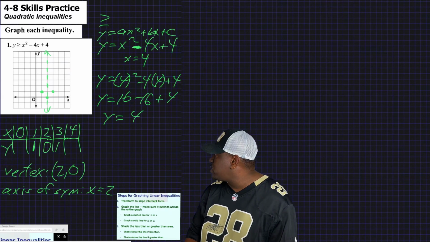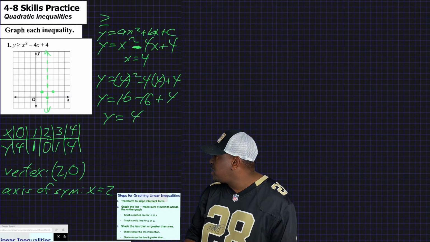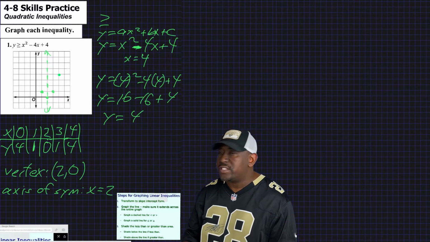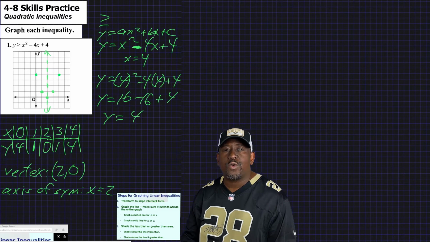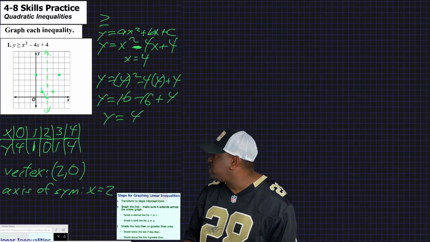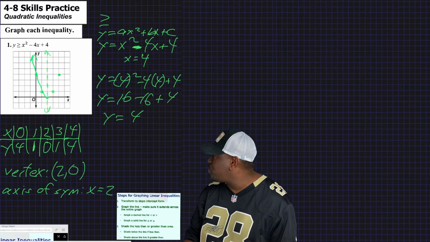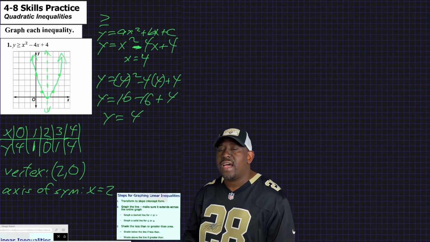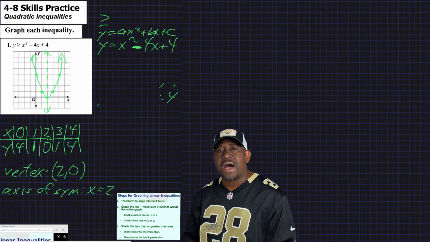So 4 squared is 16. Negative 4 times 4 is negative 16. They are opposite, so they kind of sum to 0, and you're left with y equals 4. So when x is 4, y is 4. When x is 0, y has to be 4 too. We graph those points, we connect them, we have created our quadratic function, which represents our boundary line.